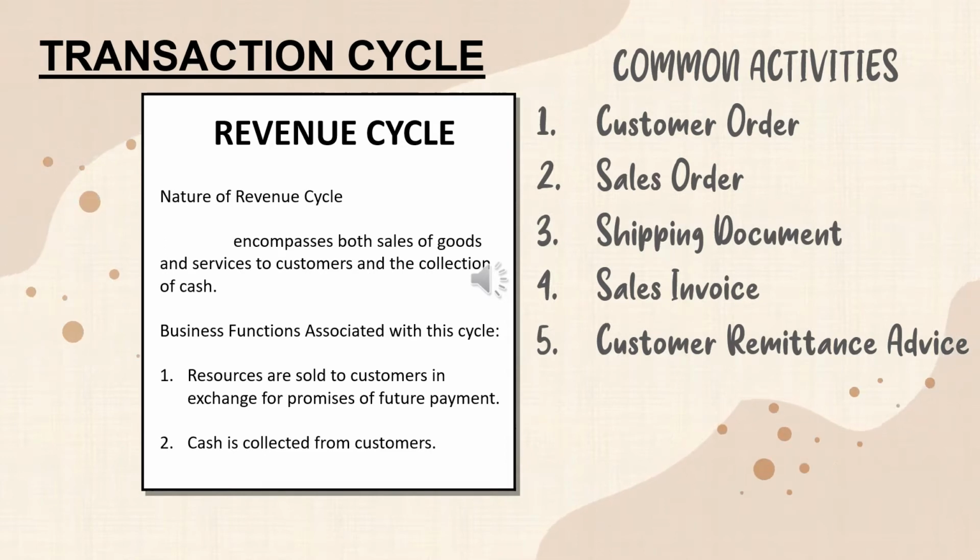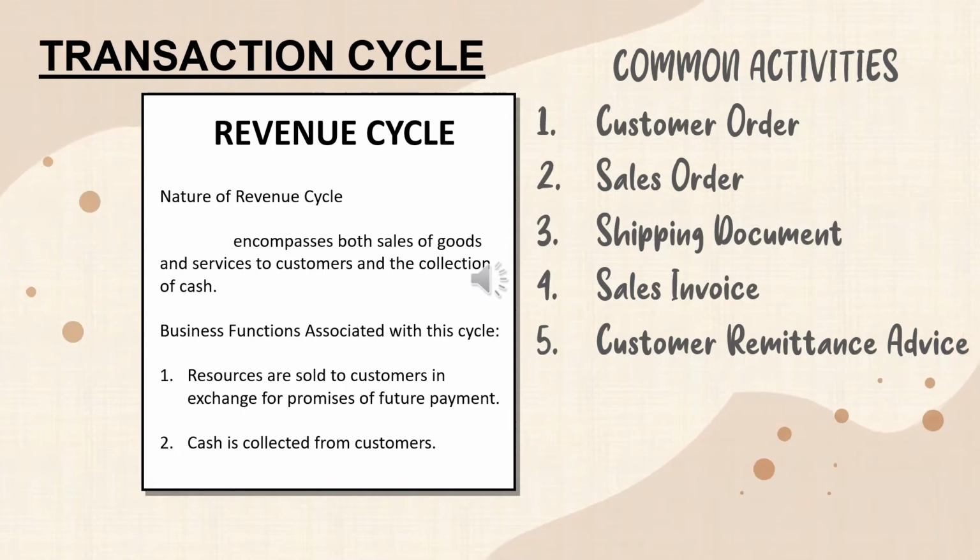So what now are the common activities in these cycles? We have different documents and records in the revenue cycle. We have five. The customer order. Customer order is a request from a customer to purchase goods. The next one is the sales order. Sales order is identified goods ordered by the customer, including the relevant information about the price, the quantity, payment terms, and the other shipping documents like sales invoice and the customer remittance advice.